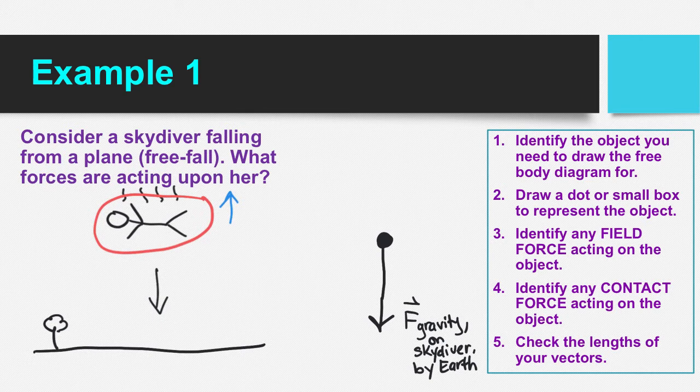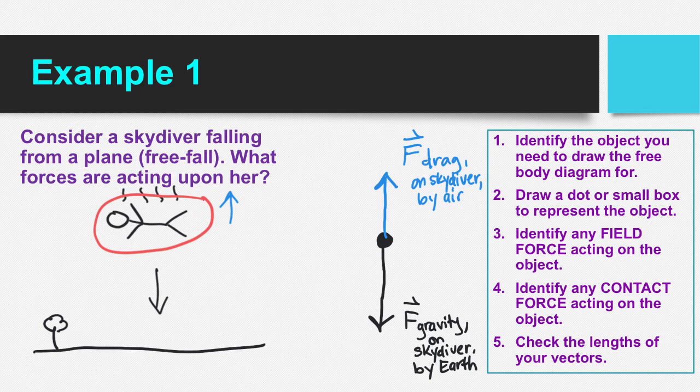Now, I'm going to draw an arrow then up. And I'm going to say this is the force of either air resistance or drag on the skydiver by the air. Okay, are there any other contact forces? As I look around her body, nothing else is touching her. So no, I'm done. Those are the two forces acting on my person.